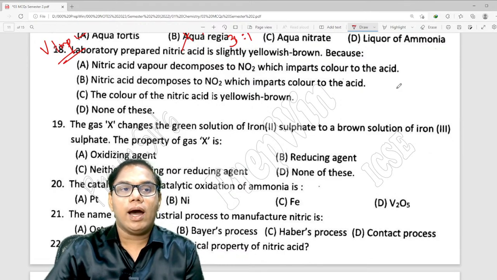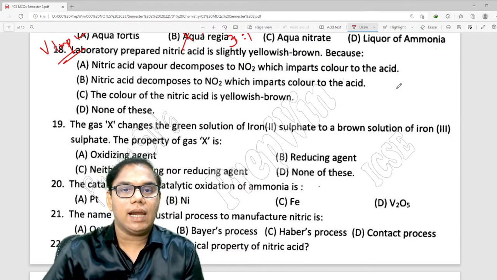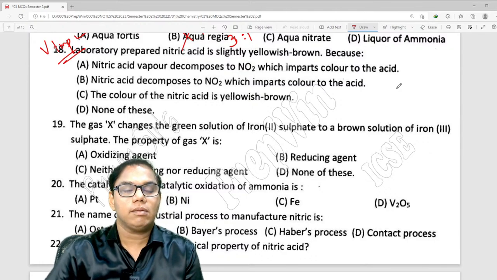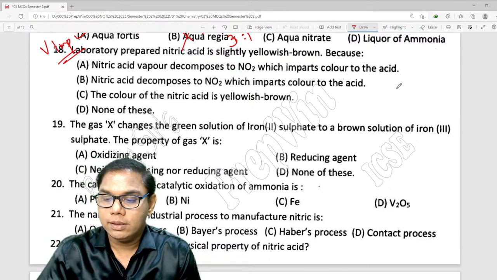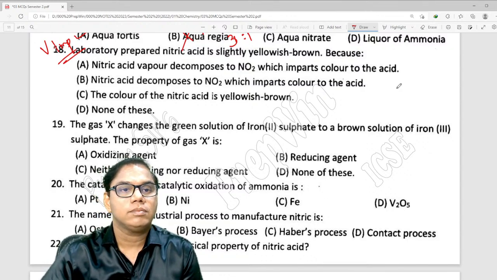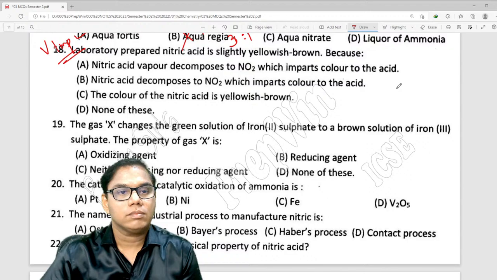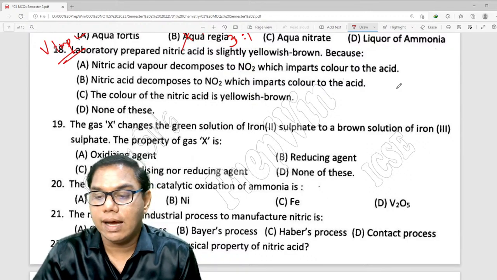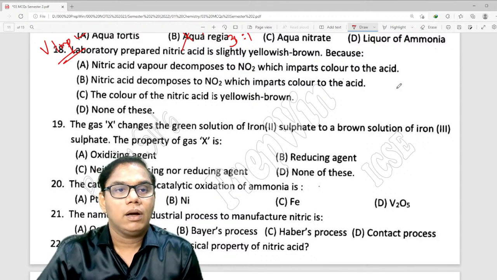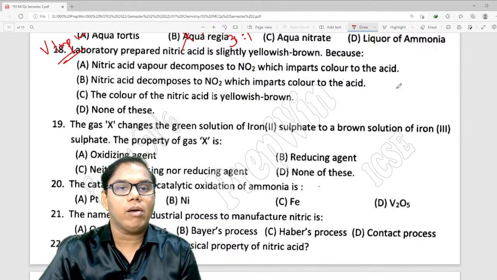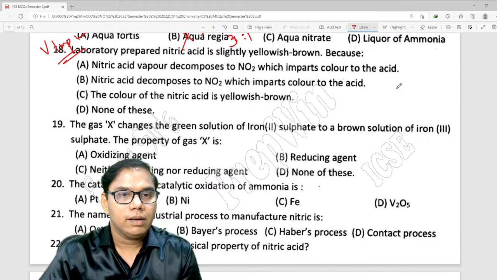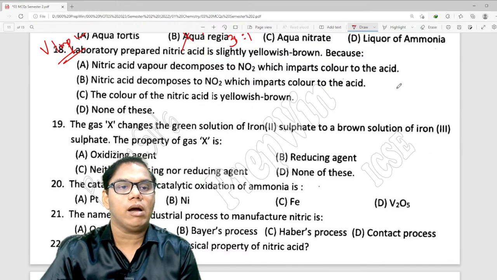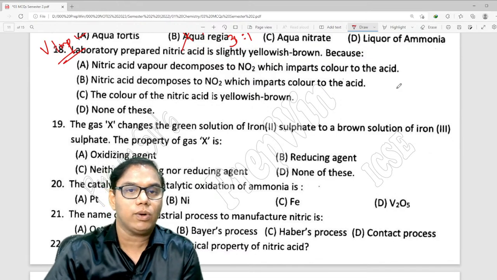Chalo, let me tell you all, pure nitric acid is colorless. So it gets slightly yellowish brown color because of what? Tell me, because of what? Come on. 18th ka. Type a number and your answer. Okay. Nitric vapor decomposes to NO2, which imparts color to the acid. Okay. Nitric acid decomposes to NO2. Yes. Okay.